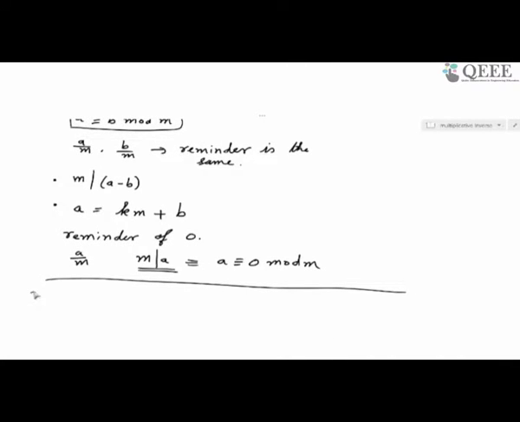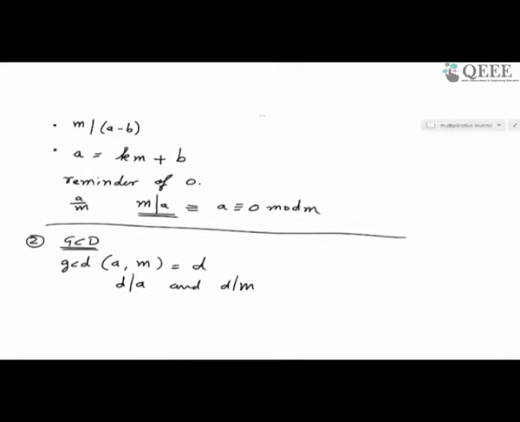Another thing we got introduced to is the concept of GCD. We define GCD as the greatest common divisor. Suppose you had two numbers, say A and M. The GCD of A and M, which we denote as, let us say, D, is such that D divides A and D divides M. Also, D is the largest such number which divides both A and M.